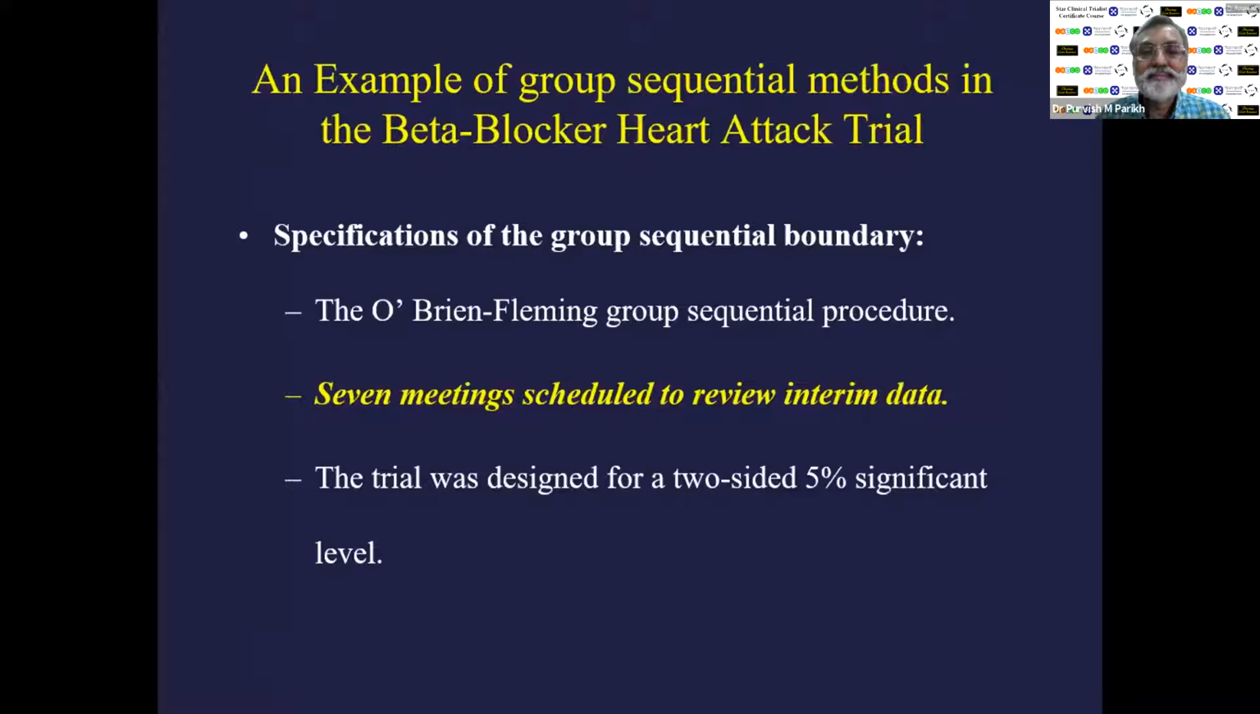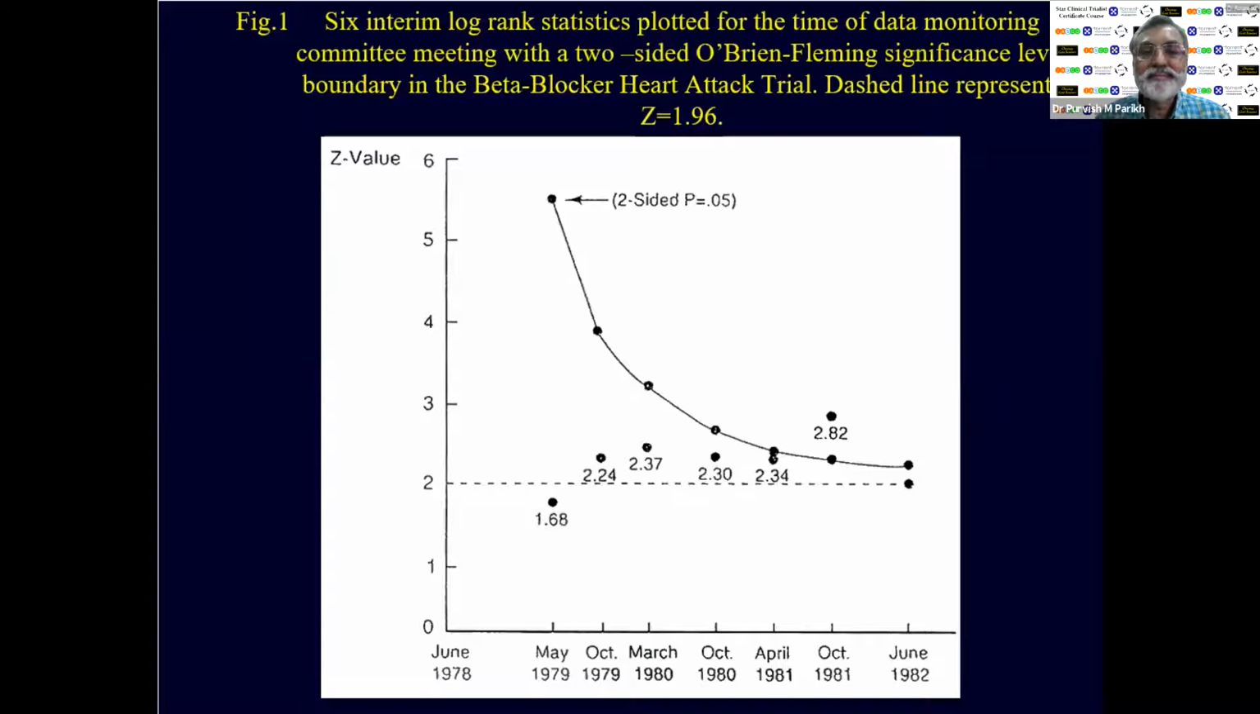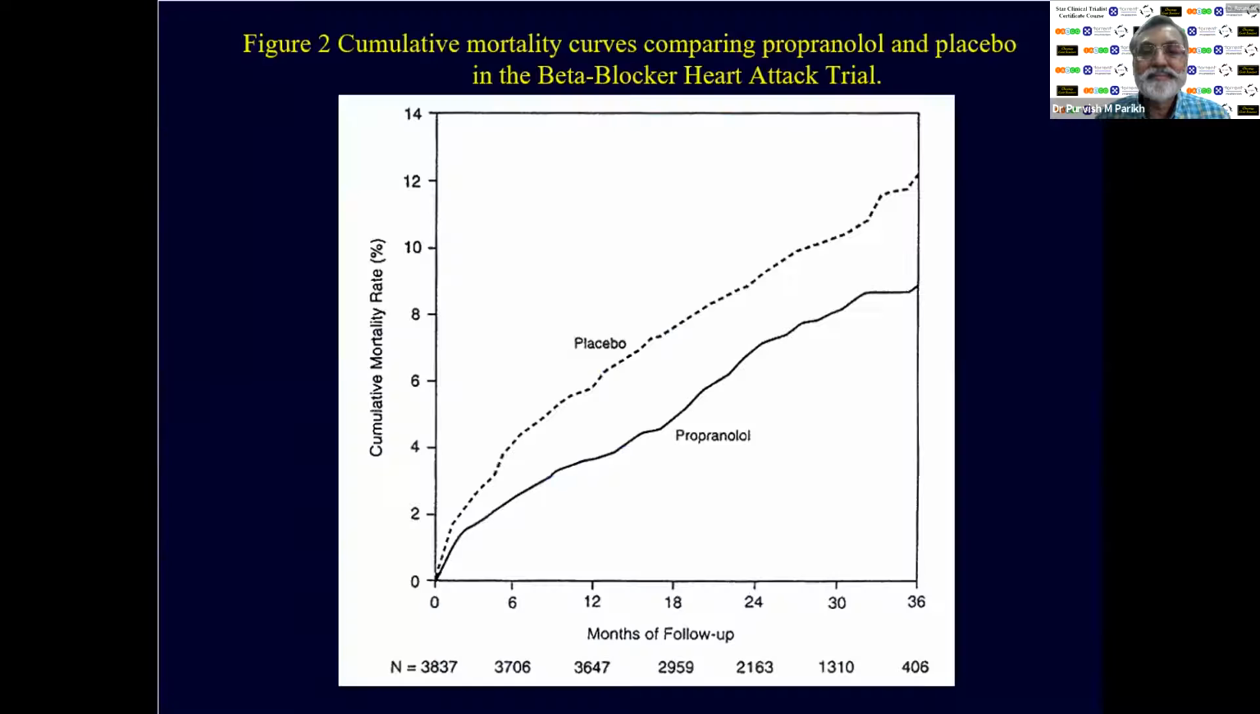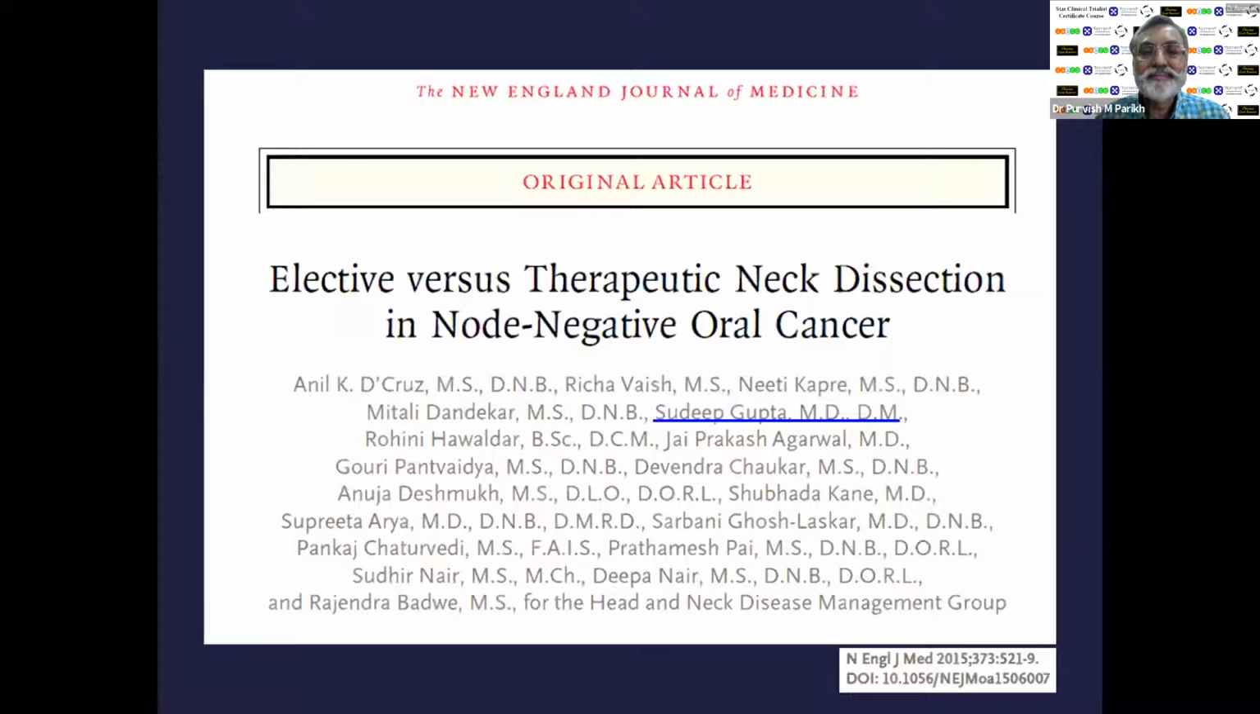This is an example of a very famous trial of propranolol versus placebo in patients who had myocardial infarction. There were 7 meetings of the DSMB and 7 interim analyses which were scheduled and planned to review the interim data. And you can see that at the first 5 looks, the results of the interim analysis did not breach the O'Brien-Fleming boundary, that is the sloping curve from the top left-hand corner. But at the 6th look, the study results breached the O'Brien-Fleming boundary. The study was stopped and terminated, but crossing this boundary was only one of the factors in this decision. And we know that there was a significant and clinically meaningful improvement with propranolol in terms of mortality after heart attack.